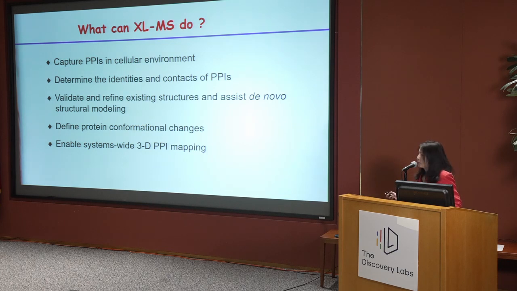So why is cross-linking mass spec special? Because cross-linking can capture endogenous protein-protein interactions in the cellular environment without cell engineering. It can detect the identity and the context of a protein-protein interaction concurrently. The information generated by the identification of a cross-linked peptide can be used to validate or refine existing structures and also assist de novo structural modeling. In addition, it can be used to define protein conformational changes, and this method enables system-wide three-dimensional protein-protein interaction mapping.